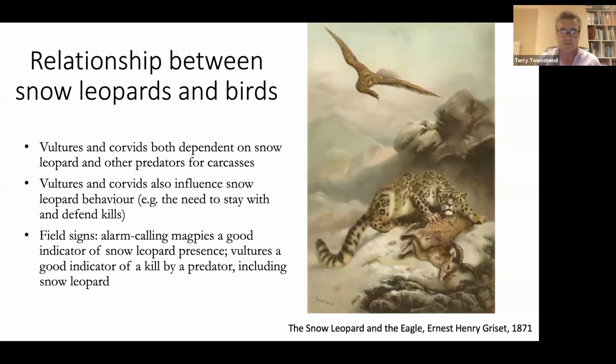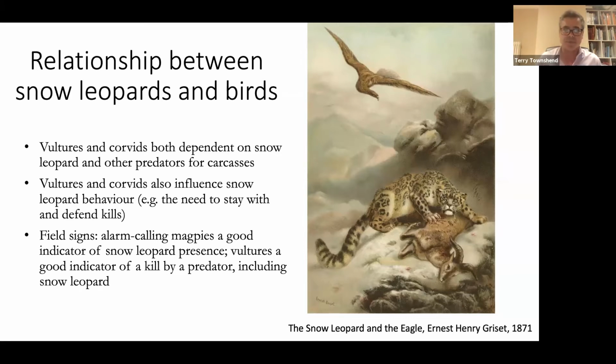And then there's also field signs. So if you're looking for a snow leopard, one of the things to look for is alarm calling birds, such as particularly magpies, but also marmots in summer. So if you hear marmots calling, or if you hear magpies calling, it's a good idea to have a look, see where they're looking and what they're looking at, because often they can give away the presence of a snow leopard. And similarly, obviously, a congregation of vultures also can give up the location of a recent kill.